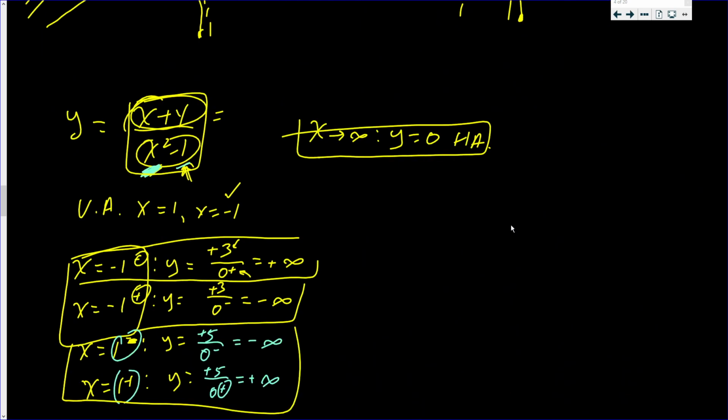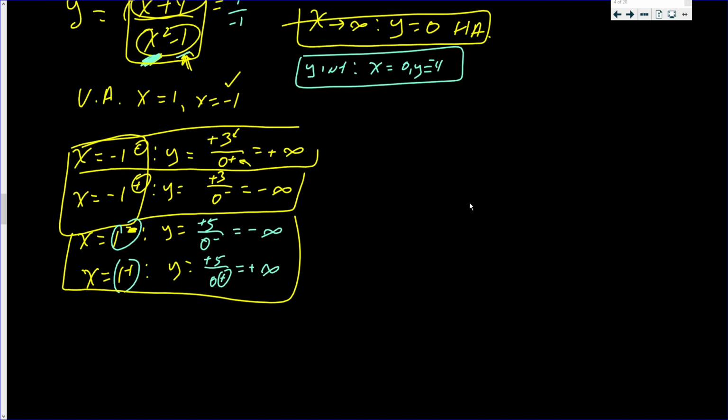And let us also find the y-intercept. When x is 0, what is y equal? And the answer is negative 4. Because when x is 0, 0 plus 4 is 4, and 0 squared minus 1 is negative 1. So we found the y-intercept is at negative 4. Now, let's draw what we have.